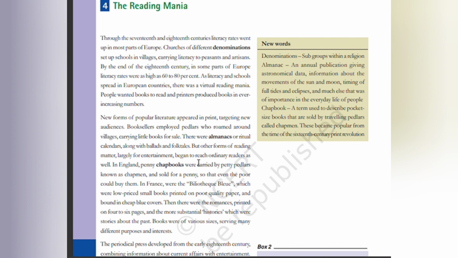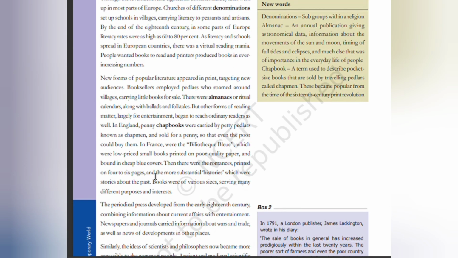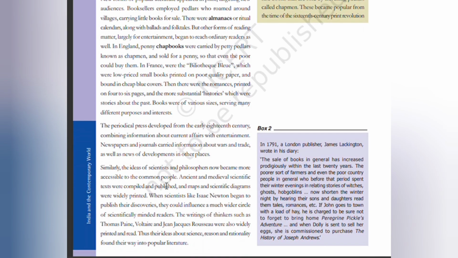In England, penny chapbooks were carried by petty peddlers known as chapmen and sold for a penny so that even the poor could buy them. In France, there were the bibliothèque bleue, which were low-priced small books printed on poor quality paper and bound in cheap blue covers. Then there were the romances printed on 4 or 6 pages, and those substantial histories, which were stories about the past. Books were of various sizes, serving many different purposes and interests.